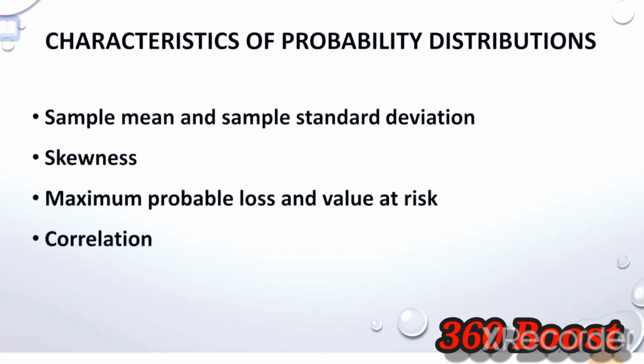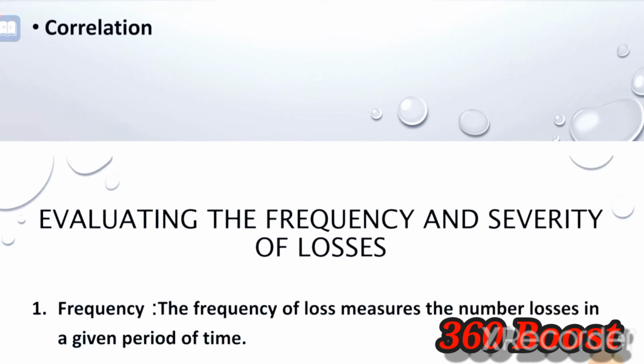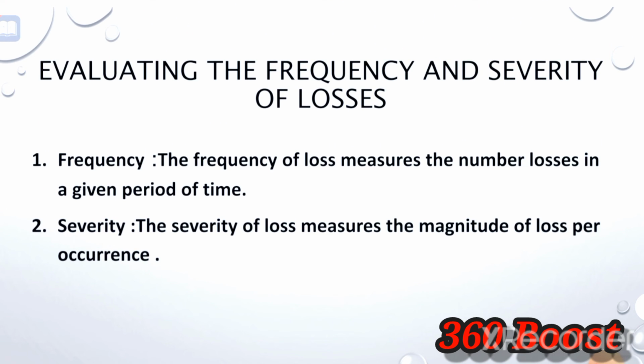Characteristics of probability distribution: sample mean and sample standard deviation, skewness, maximum probable loss and value at risk, correlation. Evaluating the frequency and severity of losses. Frequency: the frequency of the loss measures the number of losses in a given period of time. Severity: the severity of the losses measures the magnitude of loss per occurrence.